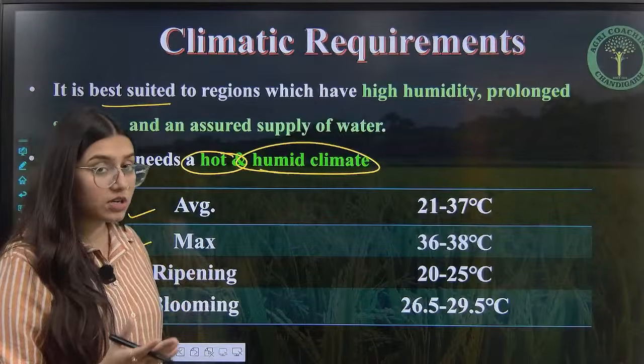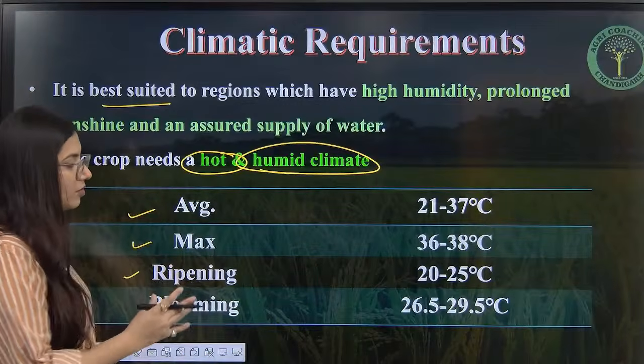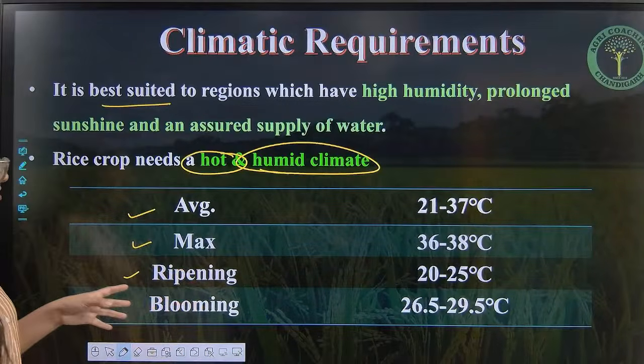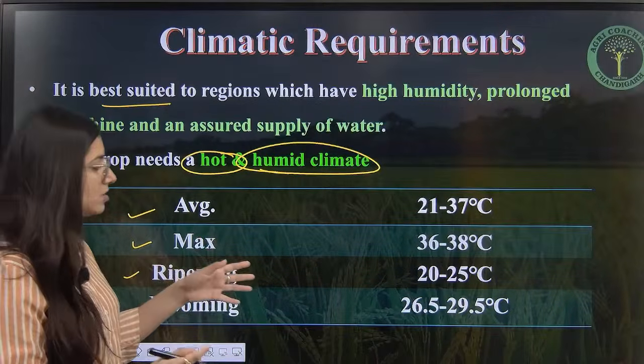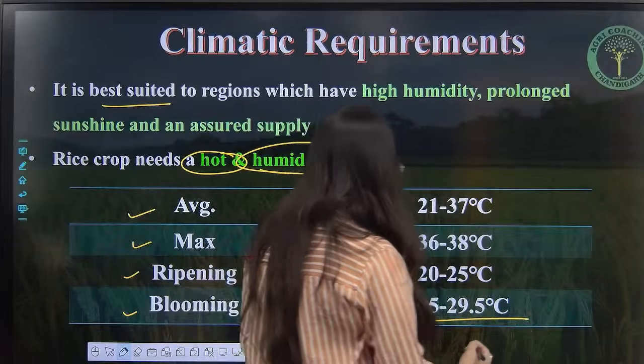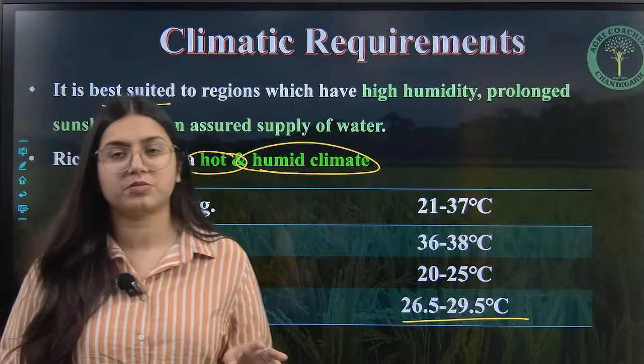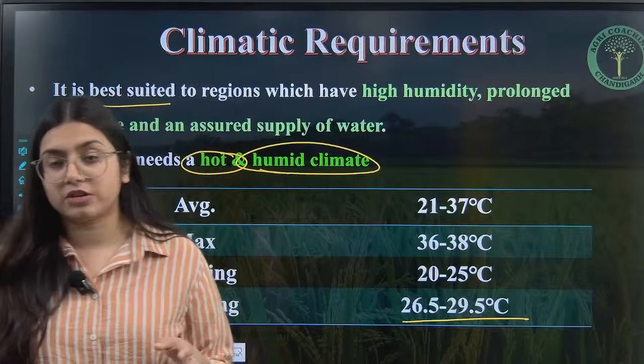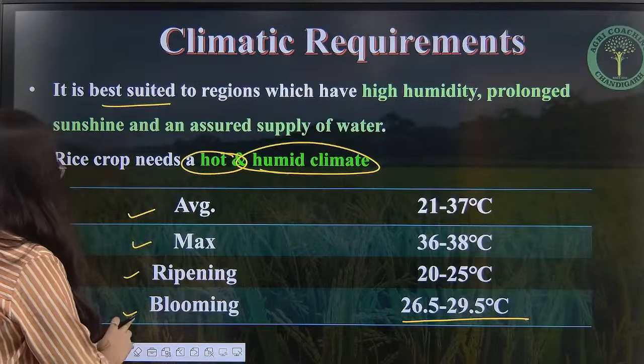Maximum is 36 to 38 degrees Celsius. At the time of ripening, it's 20 to 25 degrees Celsius. And for the blooming, it's 26.5 to 29.5 degrees Celsius. Okay, so these are the different temperature requirements of the paddy at different stages and the average one.